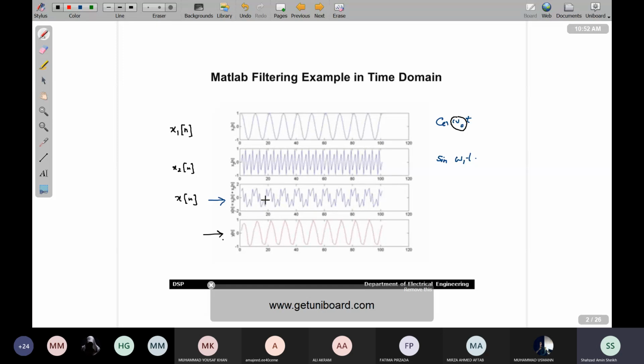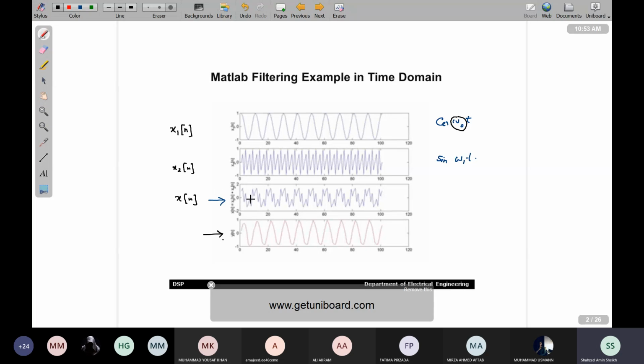ठीक है, problem clear है? So that's the time domain version of everything. x1 of n, which was the desired signal, a lower frequency signal. x2 of n was the higher frequency signal resembling noise, and x of n is the composite signal which is x1 of n plus x2 of n.